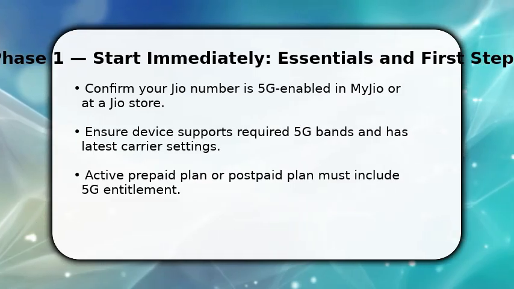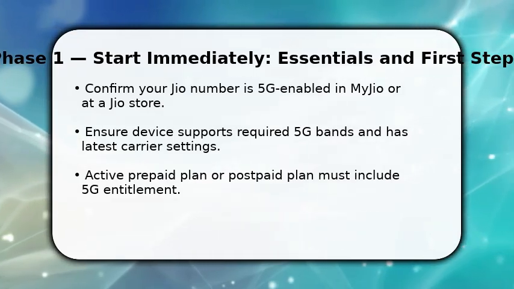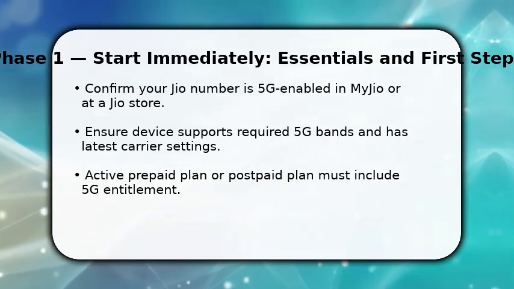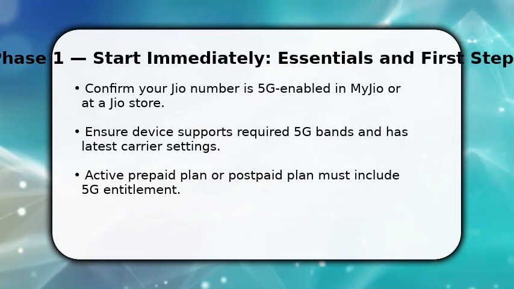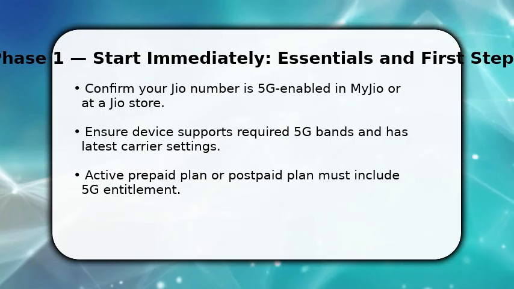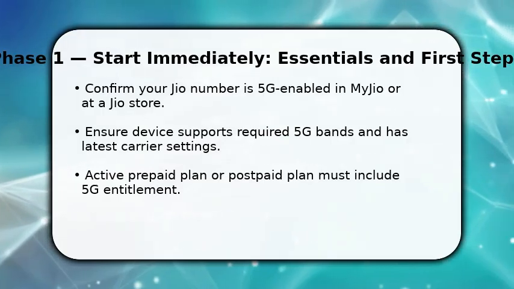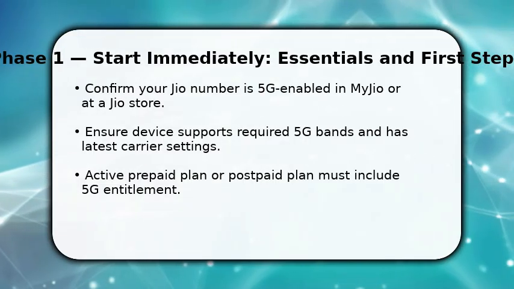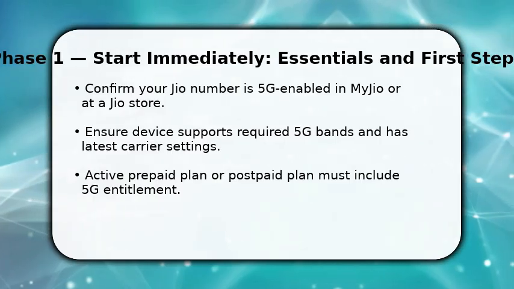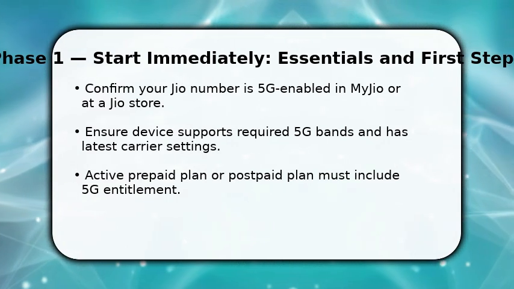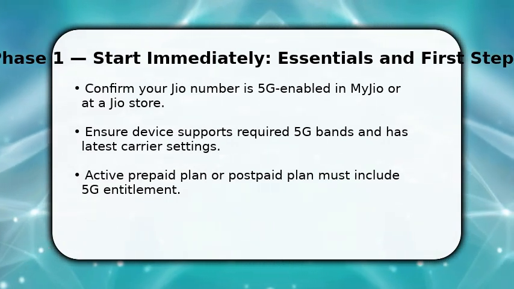Enjoy the video. You start by verifying eligibility and hardware. This is essential. Open My Jio and confirm that your mobile number shows 5G access, or visit a local Jio outlet. Don't guess. Once done, check your phone's specifications for supported 5G bands and update carrier settings. These enable connection. Make sure your plan explicitly lists 5G entitlement, because without it you won't get service even on compatible hardware. Now that prerequisites are set, move on to configuring network and APN details.